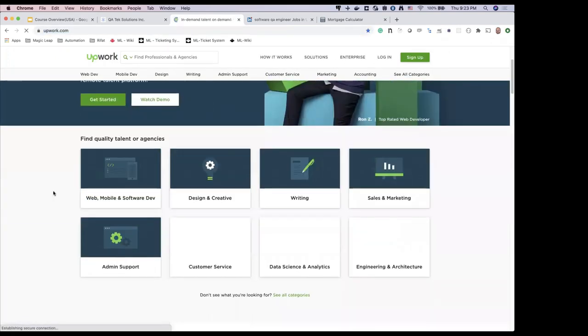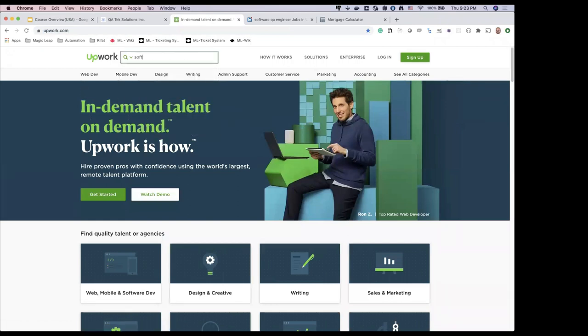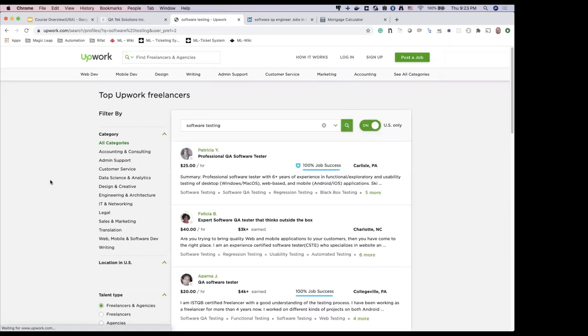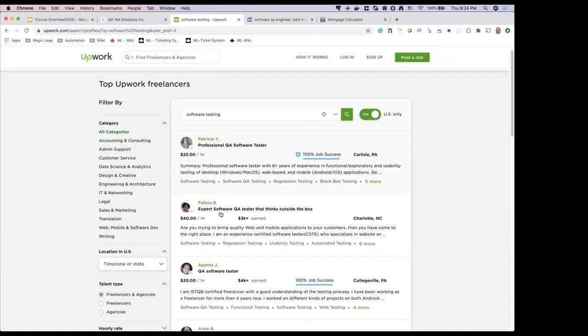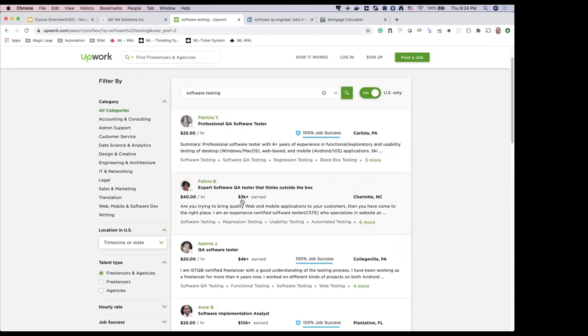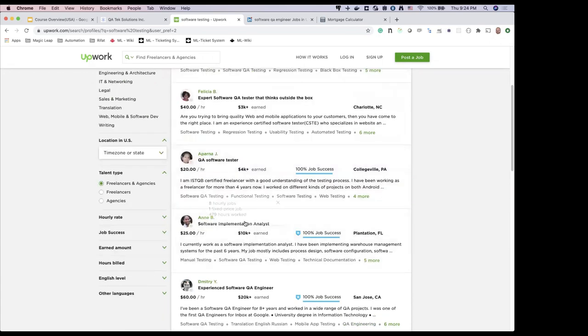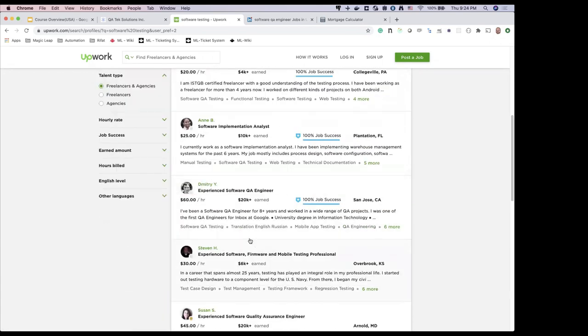And here, if we take a look and search software testing, these are the candidates who are looking for opportunities. They build their profile and share the information, how much they earn, how much they're going to charge hourly. So these are the freelancers, and basically they charge this much. You can see a lot of portfolios of whoever is pursuing a career as a freelancer.